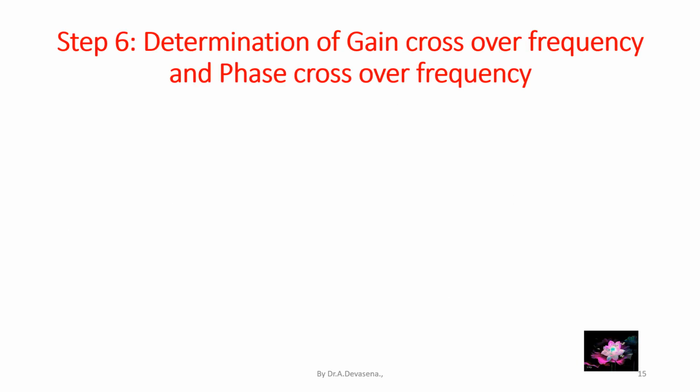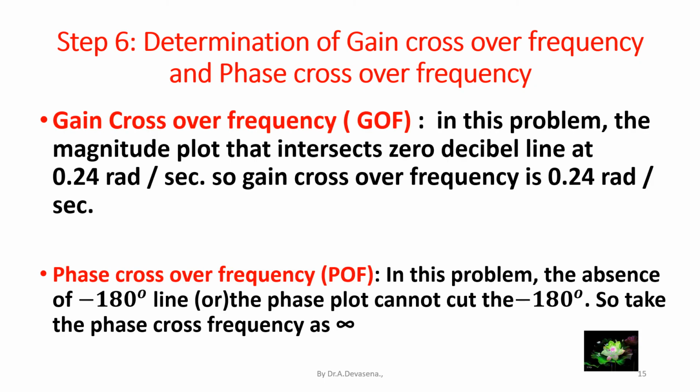Step 6, determination of gain crossover frequency and phase crossover frequency. Gain crossover frequency, GOF. In this problem, the magnitude plot intersects the 0 decibel line at 0.24 radians per second. So, the gain crossover frequency is 0.24 radians per second. And phase crossover frequency, POF. In this problem, the phase plot cannot cut the minus 180 degree line. So take the phase crossover frequency as infinity.